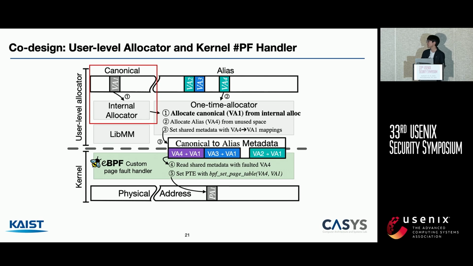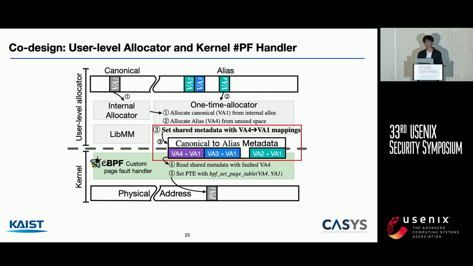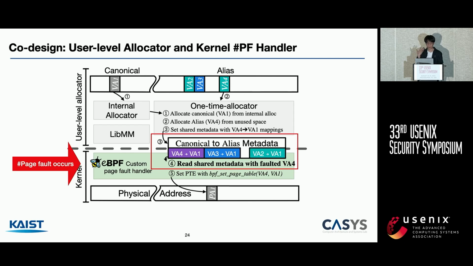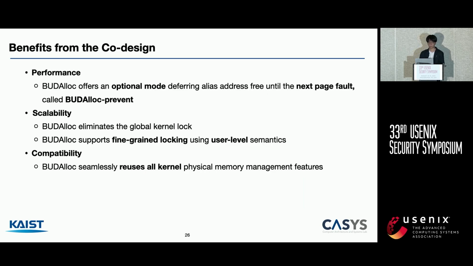This is the overall design flow of BUDAlloc. First, we allocate a canonical address, followed by the non-overlapping page-aligned alias address. And then we update the shared metadata with the alias to canonical mappings. When there is a page fault in the custom page fault handler, it reads the shared metadata with the faulted alias memory and updates the page table with customized eBPF helper functions.